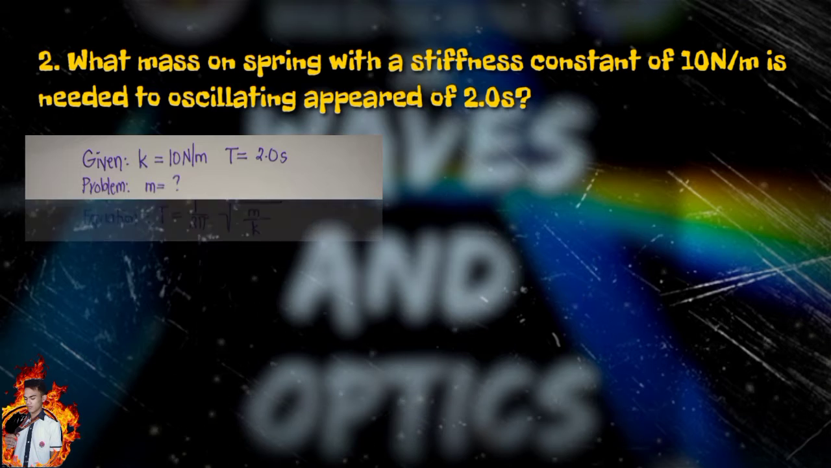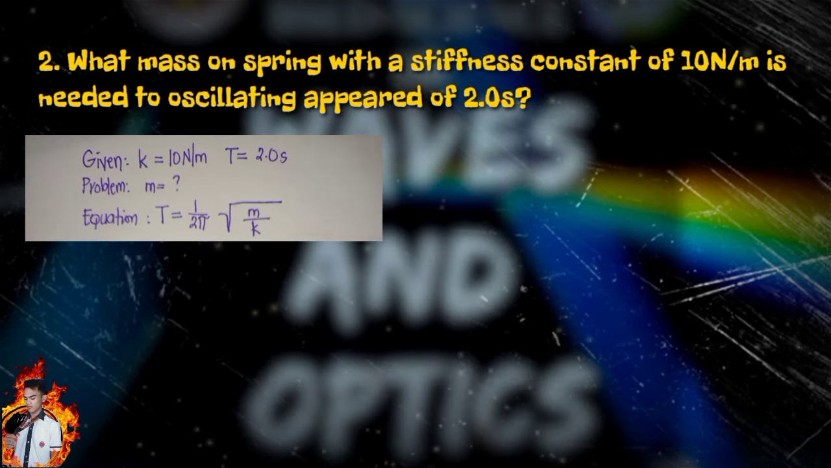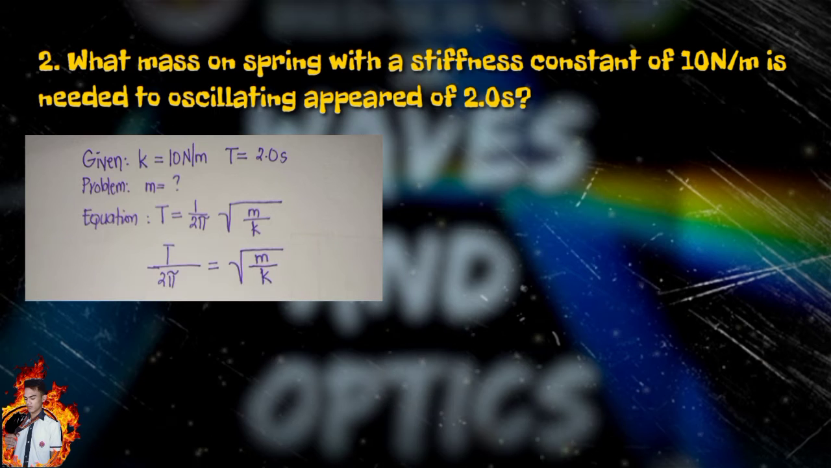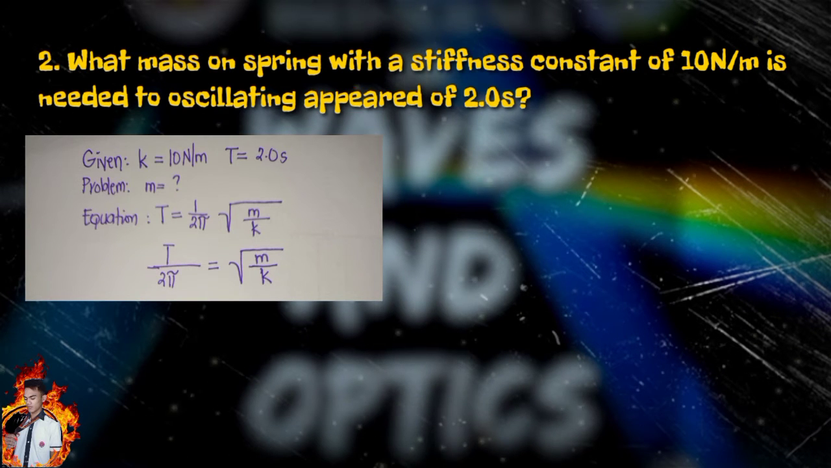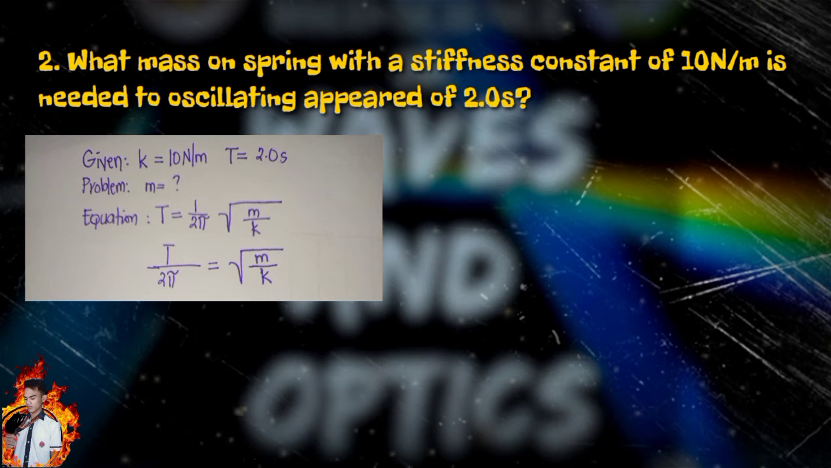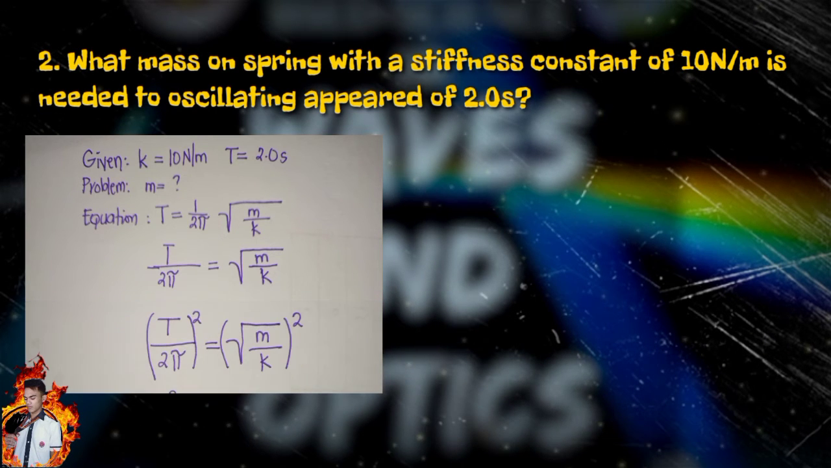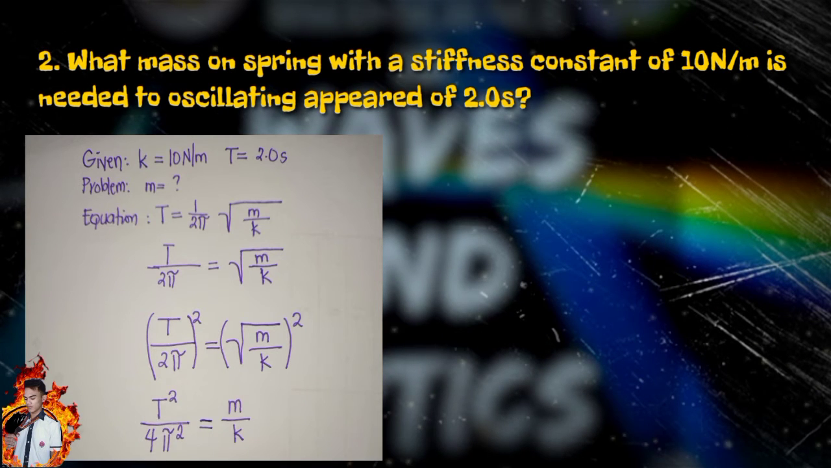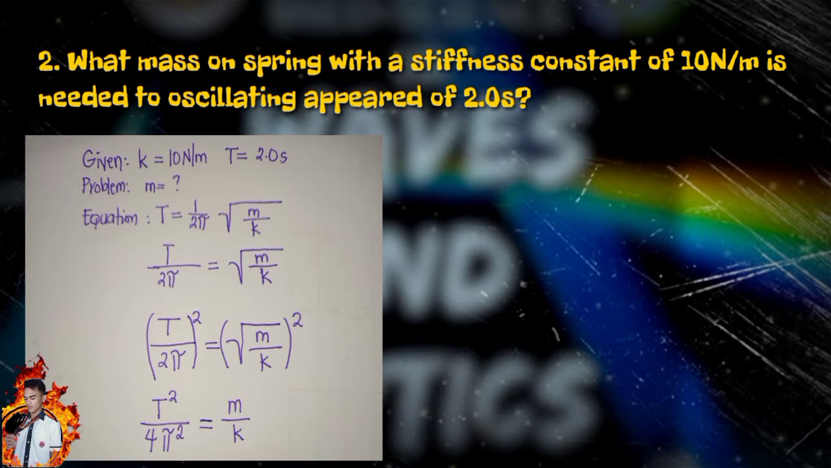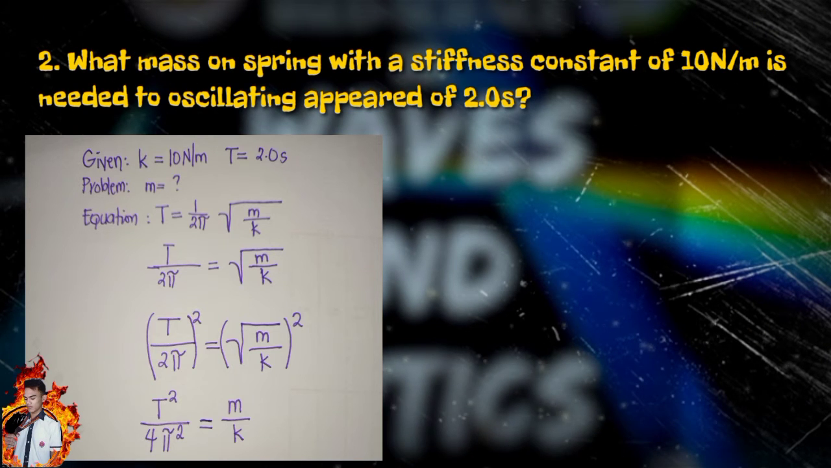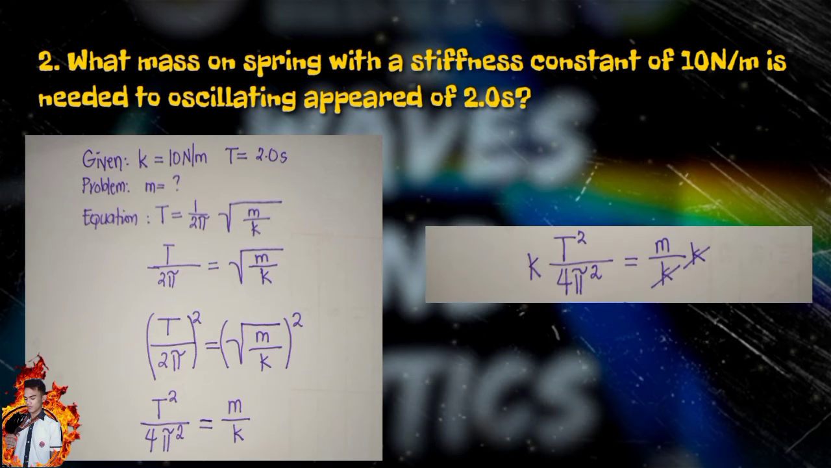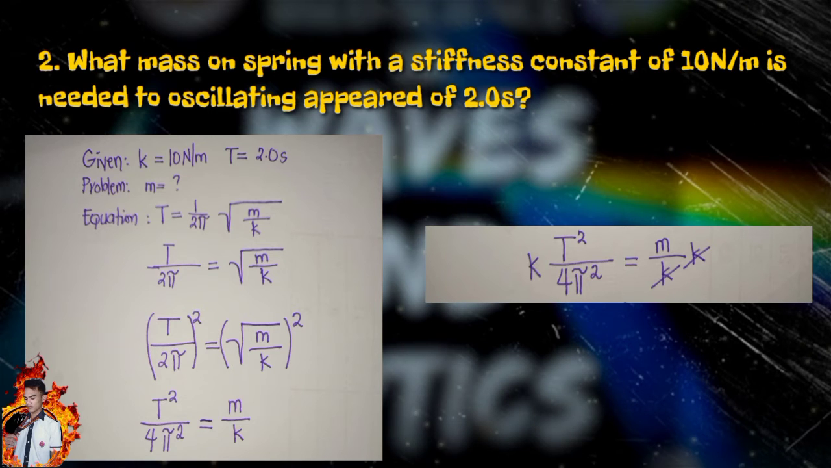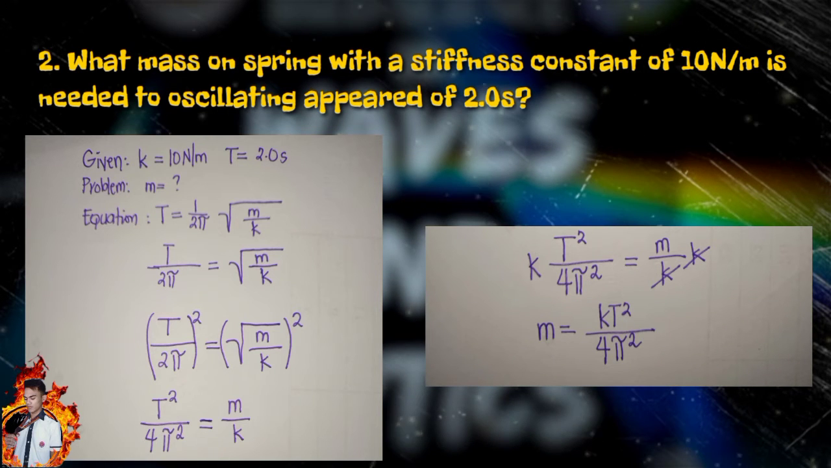I'm going to use the equation of period to derive the equation for getting the mass. So time over 2 pi is equal to the square root of mass over the rigidity or the stiffness. Square both sides in order to remove the square root. After removing the square root, we are going to square the time, and 2 multiplied by 2 is equal to 4, and also square the pi. Multiply again both sides by rigidity or the stiffness, represented by letter k, in order to isolate the mass. Cancel k and k, and now we have derived the formula of mass.